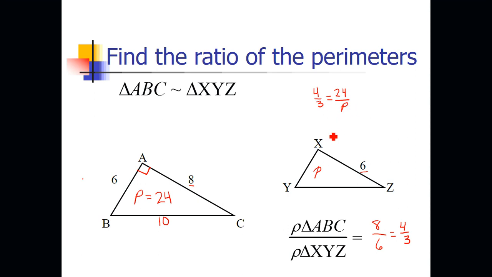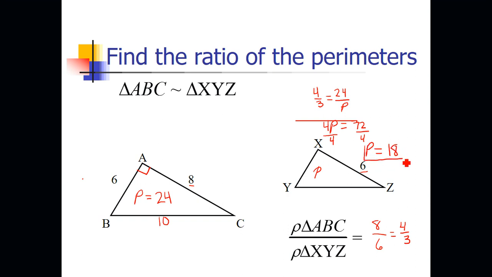To solve this, then, we just simply take the product of the means equal the product of the extremes. So we know that 4 times rho is equal to 3 times 24, which is 72. And once in a while, this marker just puts some random lines on there, so excuse that. That should not be there. I divide each side here by 4, and the perimeter of this small triangle is 18 units.